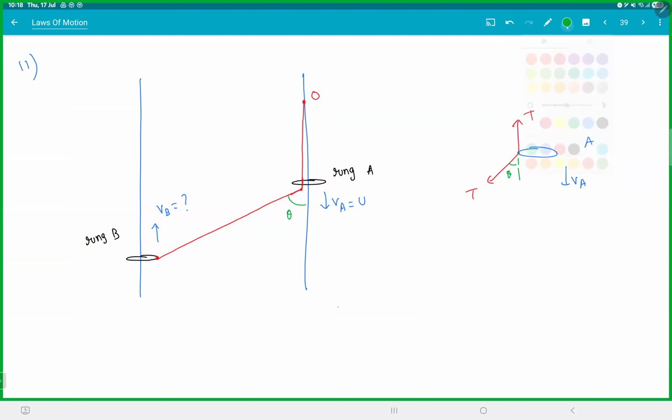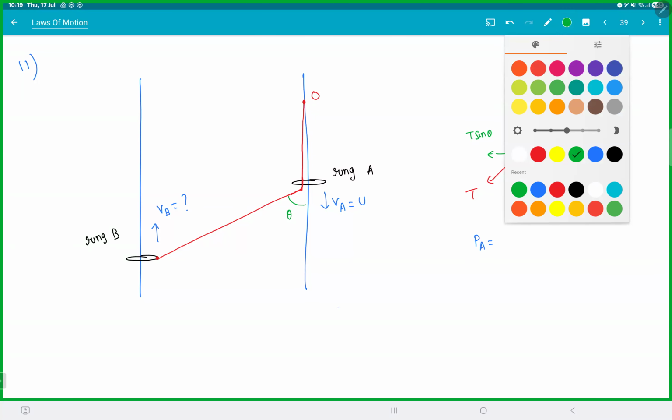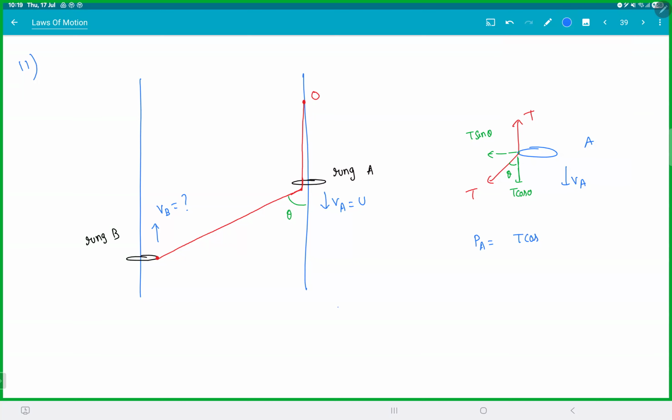This angle is theta. So power on A, if you look at the components, this will be T cos theta and this will be T sin theta. So power on A will be T cos theta minus T into VA. If you look at power on B, this was easy. If that is theta, this will be theta. This will be tension. So power on B will be T VB cos theta.